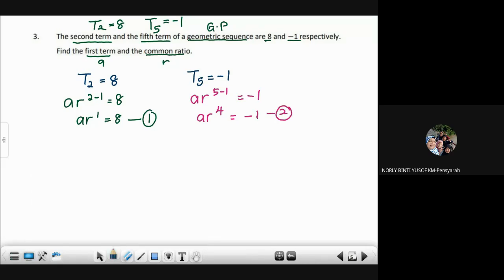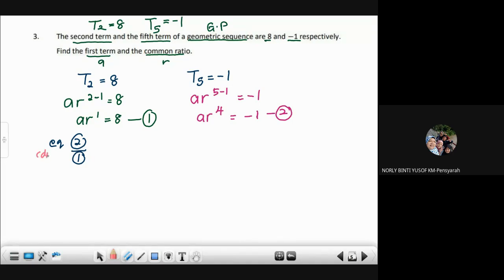We won't do the elimination process because this is multiplication in terms of 2 terms. You can substitute if you want, that means you derive A from the first equation, 8/R, then substitute. That is the substitution process, because you have 2 methods. Elimination is for when the equations are linear. So we will divide, because the power of R is large, R power 4 versus R power 1. So equation 2 divided by equation 1. This is actually dividing.